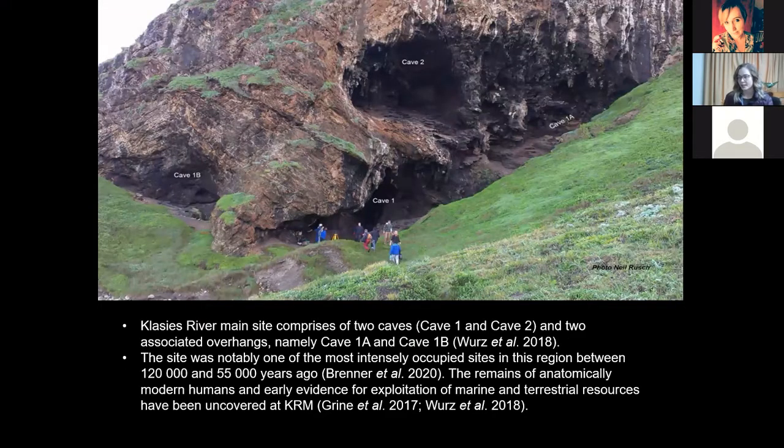So the main site has two caves, which is Cave 1 and Cave 2, and has two associated overhangs, namely Cave 1A and Cave 1B. So as you can see over here at the bottom, Cave 1 is where the assemblage came from that I will be talking about today. Klasies River was one of the most intensely occupied sites in this region between 120,000 and 55,000 years ago.